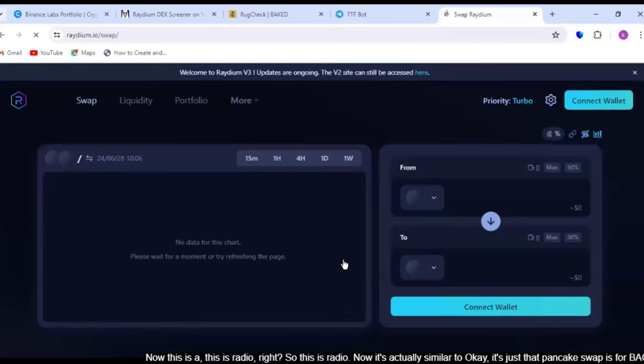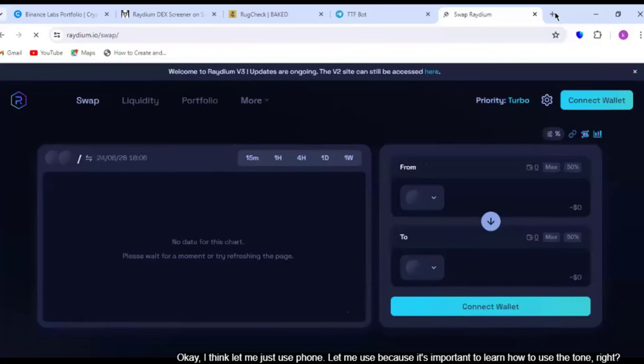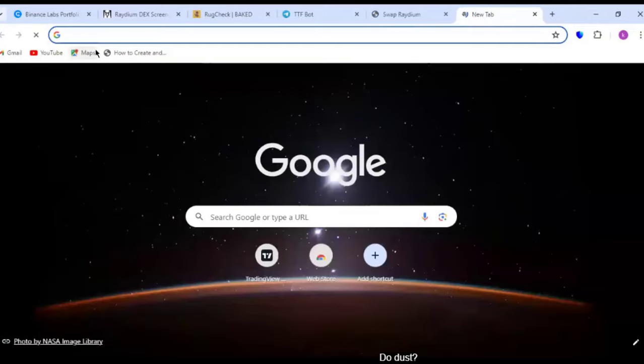Then we have Uniswap. Uniswap is for Ethereum. We have SushiSwap. We have a lot of swaps, right? Those are DEXs, right? Now, I would make this clear again. Okay, let me just use Ton, because it's important to learn how to use the Ton, right? The DeDust.